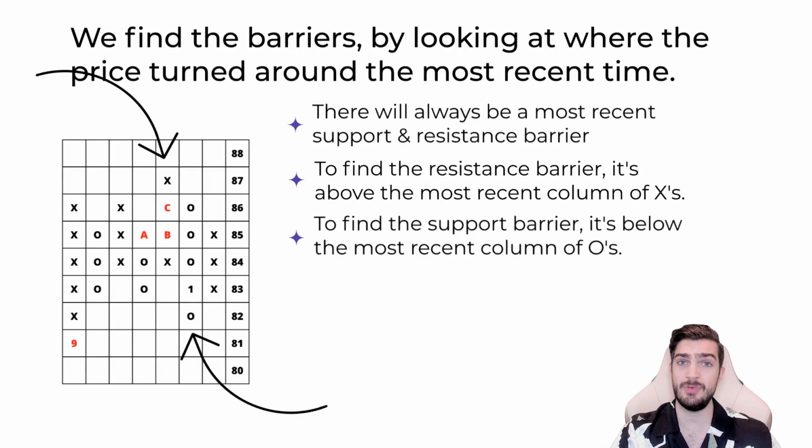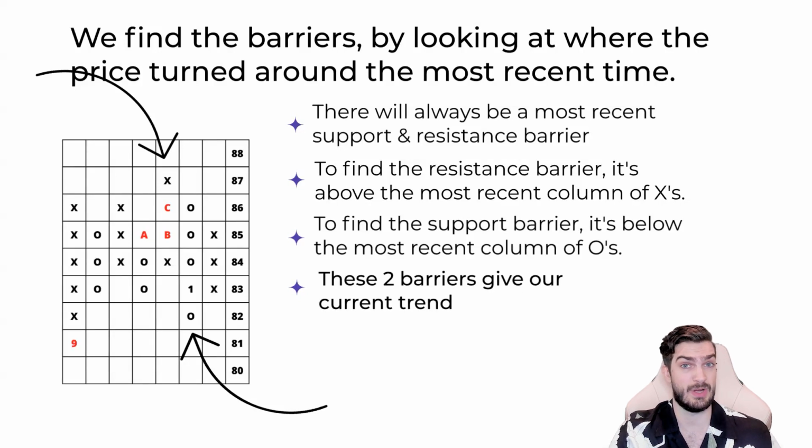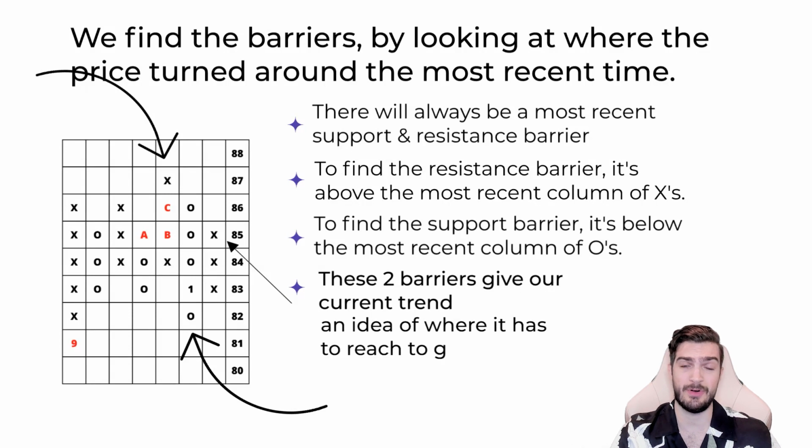This gives us two different levels so that our current trend, whether it's a trend positive with a column of X's or a negative trend with a column of O's, has some idea of where it would need to get to in order for us to have a buy or sell signal.